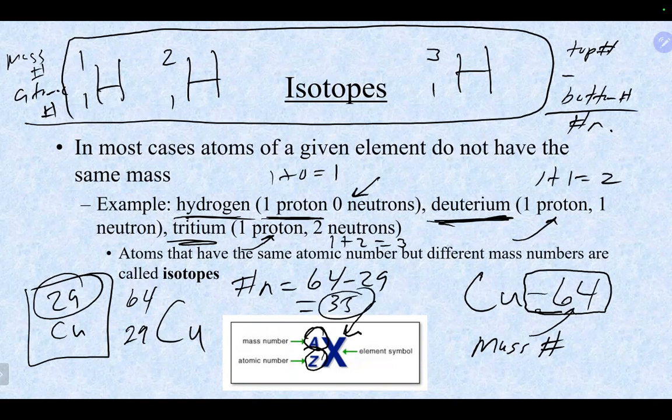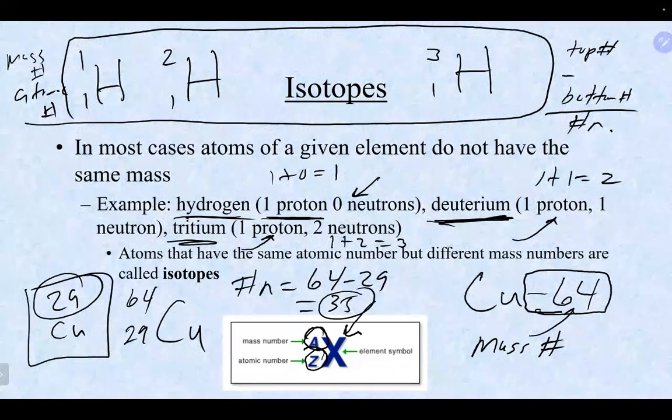Any questions on that? Any questions on atomic number, mass number, and those types of things? All right, I think it's a good place to lay up.